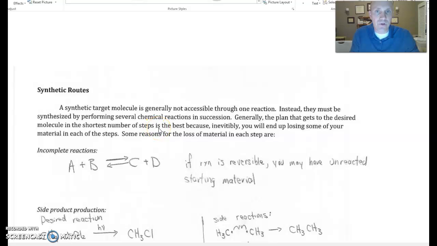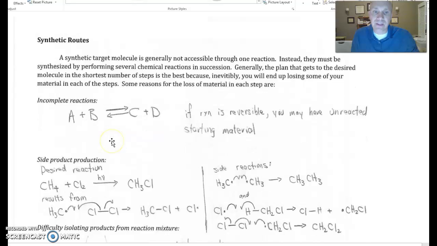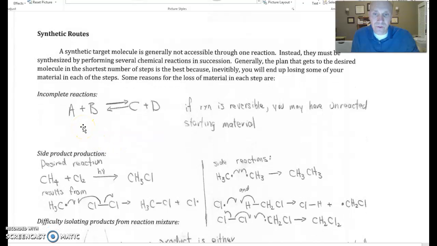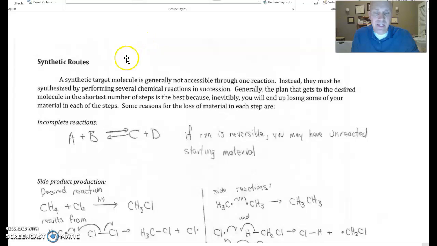For example, if you wanted to get to target D, would it be better to go from A to B to C to D, or would it be better to go straight from A to D? It's better to go straight from A to D because you end up running into problems each time you have to perform a step. One thing that inevitably happens is that in every step of a synthetic sequence, you're going to end up losing some of your material.